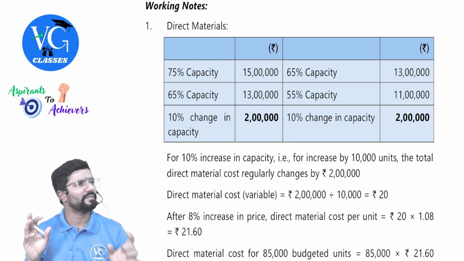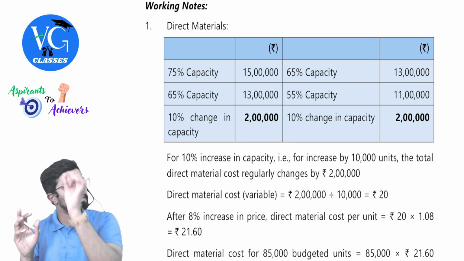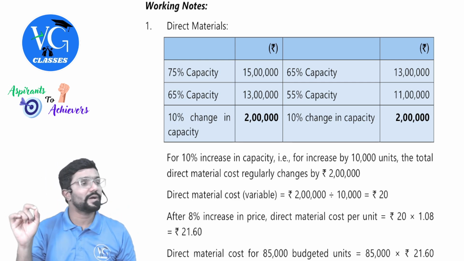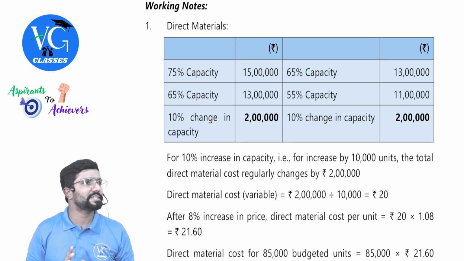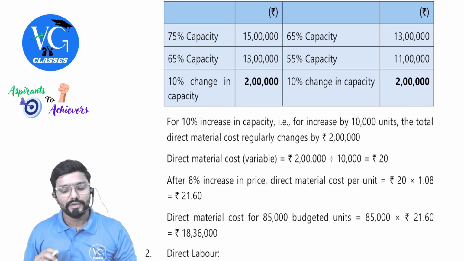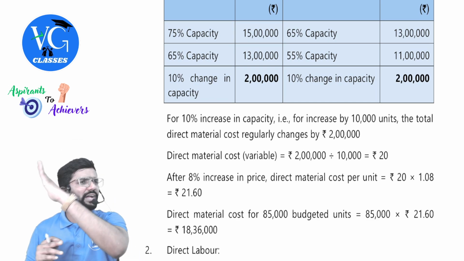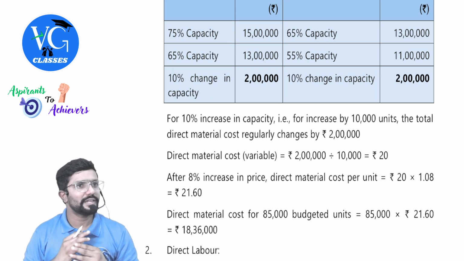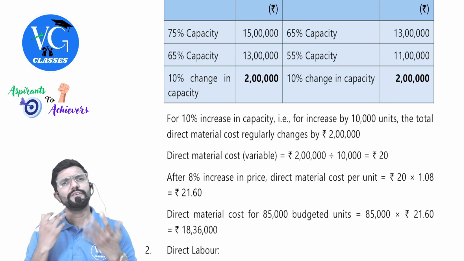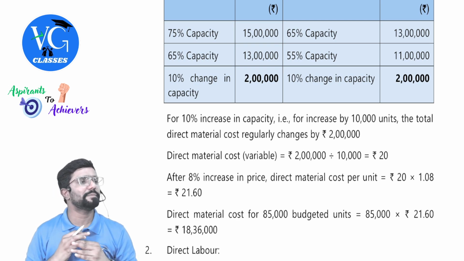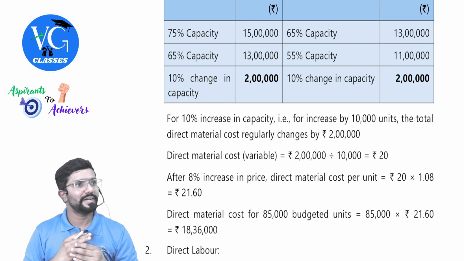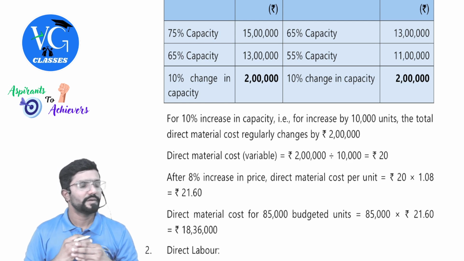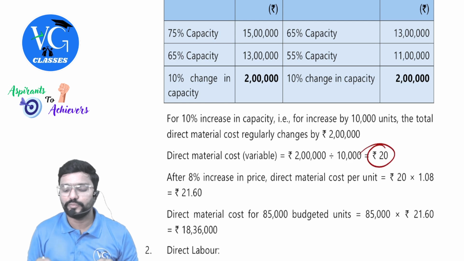So much drama is not required. You tell direct material cost per unit is same, so it is variable in nature. Per unit how much? Either of the levels you calculate. At 55% only you do. What is the direct material cost there? What is the total amount? 11 lakh divided by 55,000. 20. Yes, sir. You got 20.